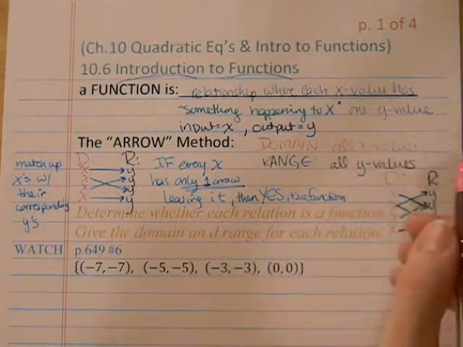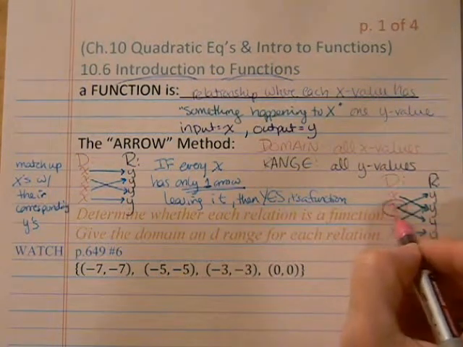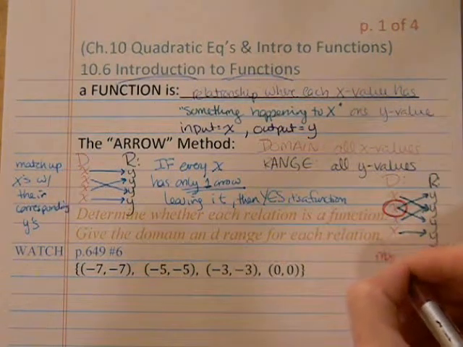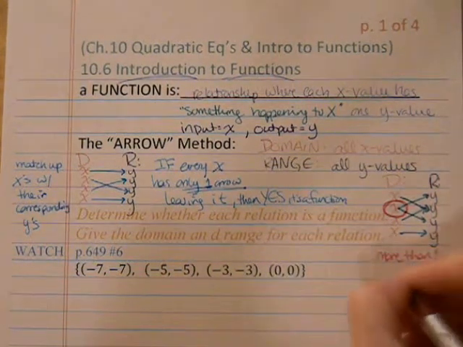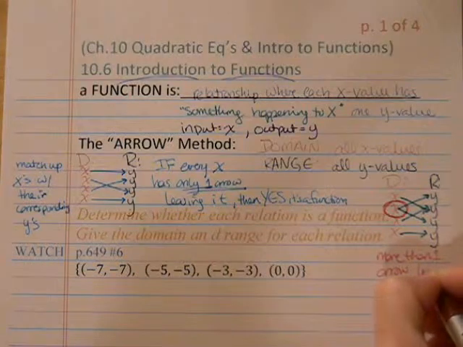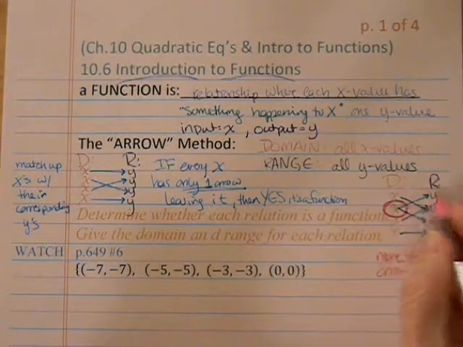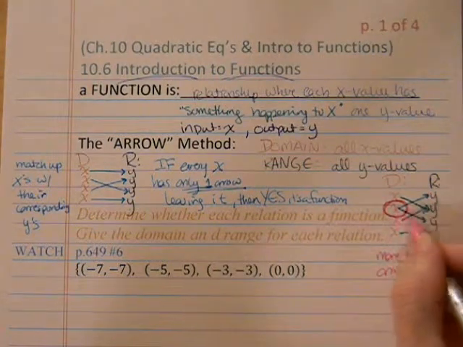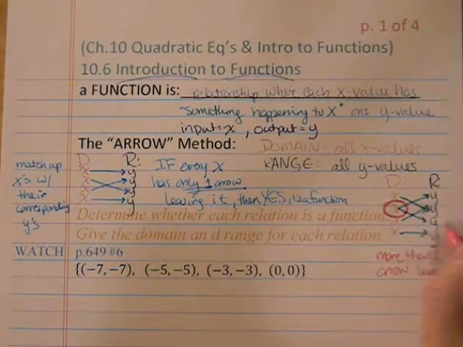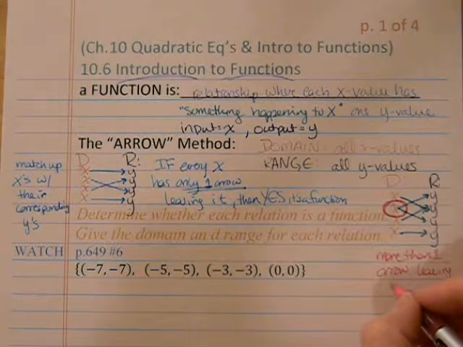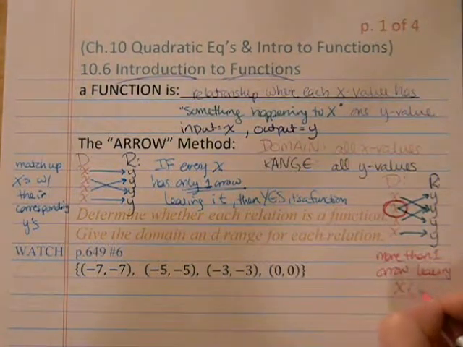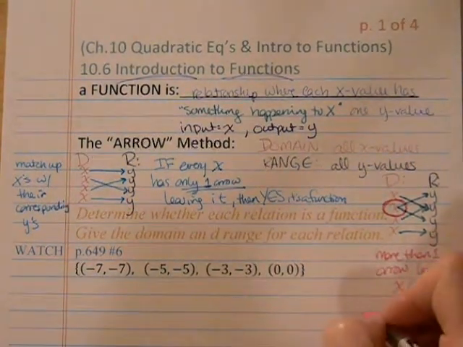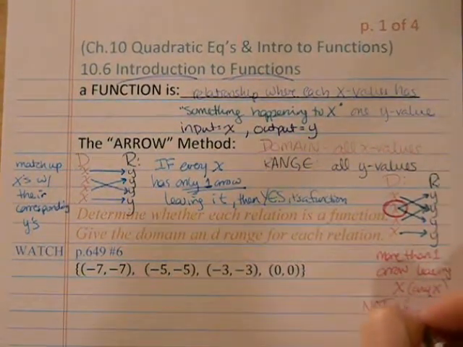Right here there's two arrows leaving this one x, so there's more than one arrow leaving. I don't care, they could all land on the same y, that part doesn't matter. It's how many arrows are leaving the x's. More than one arrow leaving x, any x. It only has to take one to cause it to not be a function, and it's not a function.